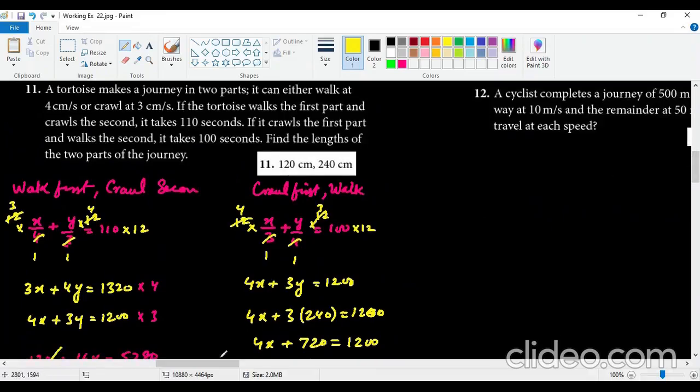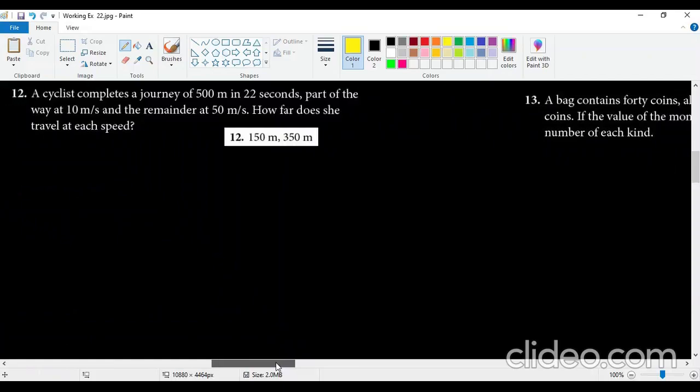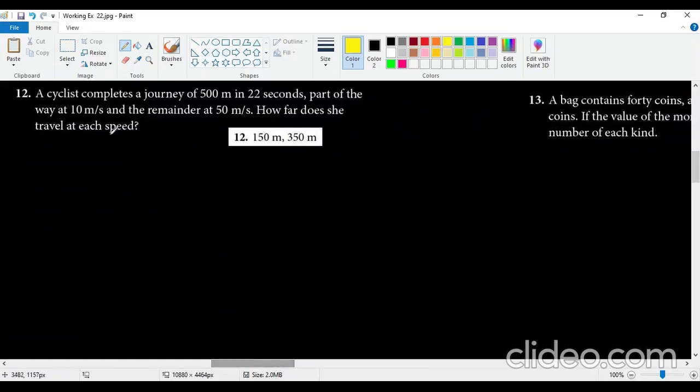Moving on to question number 12, it says a cyclist completes a journey of 500 meters in 22 seconds, part of the way at 10 meters per second and the remainder at 50 meters per second. How far does she travel at each speed? So now there are two equations that we can see in here. Total distance. This is going to be the first equation. Total distance is equal to x plus y equals 500. So I can easily say that x is equal to 500 minus y.